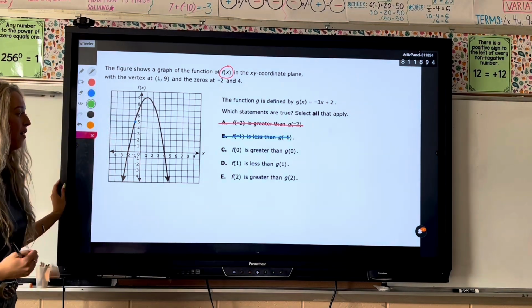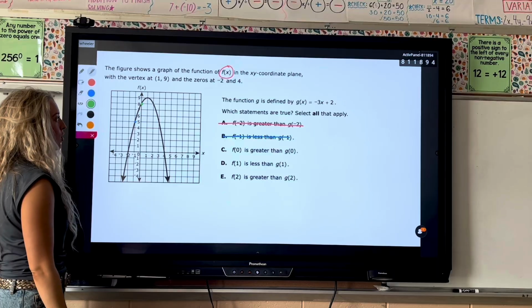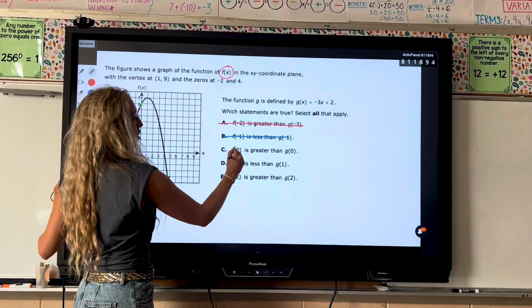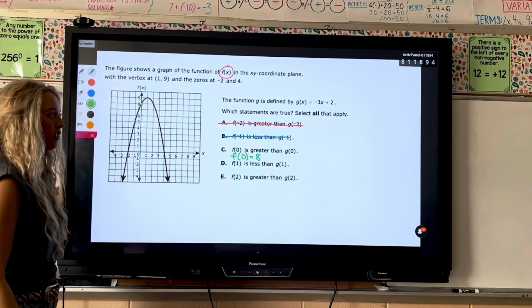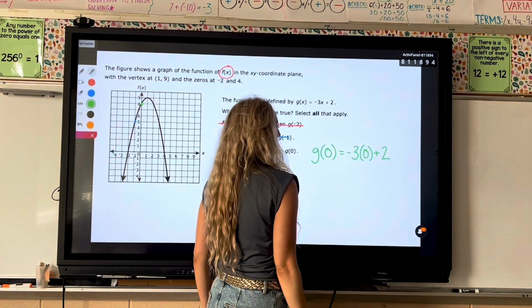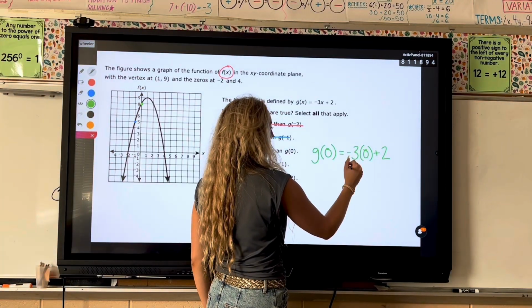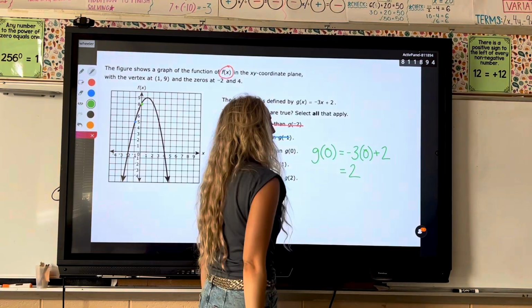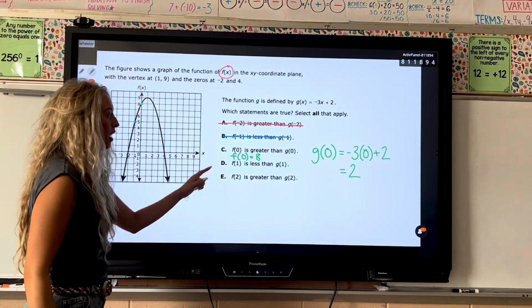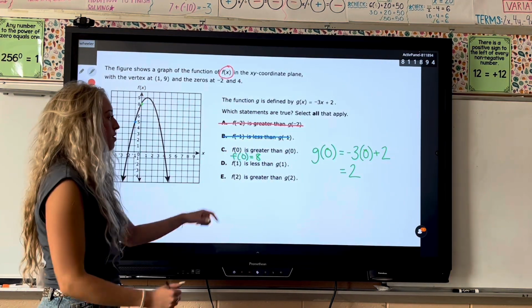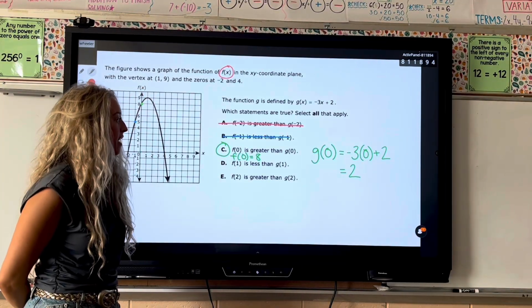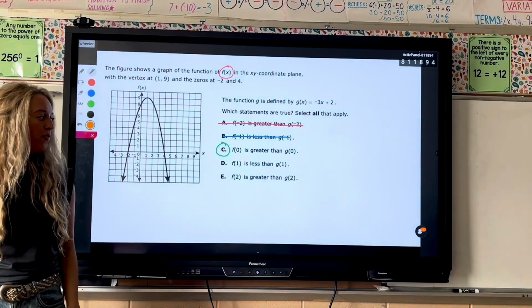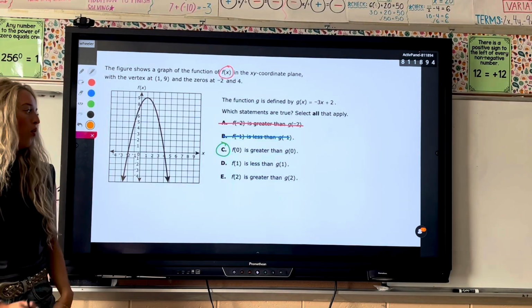So we're looking for f of 0. My y value is 8. So f of 0 is 8. Let's check g of 0. All right, when I plug in 0 here, -3 times 0 is 0. So therefore, g of 0 is 2. F of 0 is 8, so C is our first correct statement that we have going on here because 8 is bigger. Option D says that f of 1 is less than g of 1.